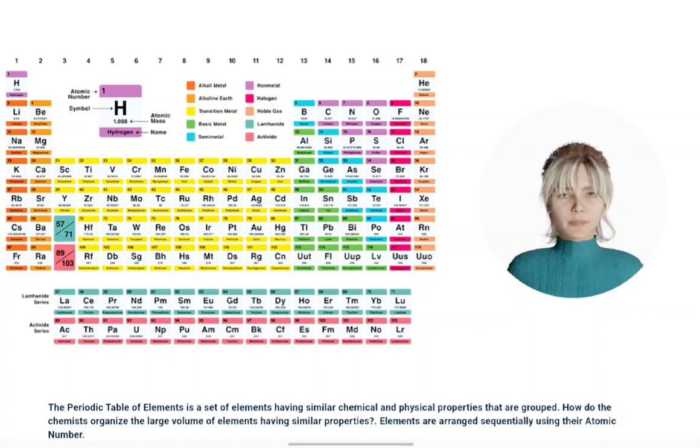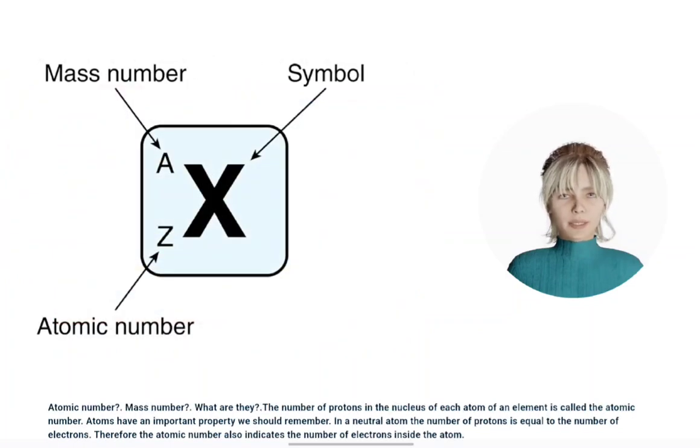Atomic number? Mass number? What are they? The number of protons in the nucleus of each atom of an element is called the atomic number. Atoms have an important property we should remember. In a neutral atom, the number of protons is equal to the number of electrons. Therefore, the atomic number also indicates the number of electrons inside the atom.